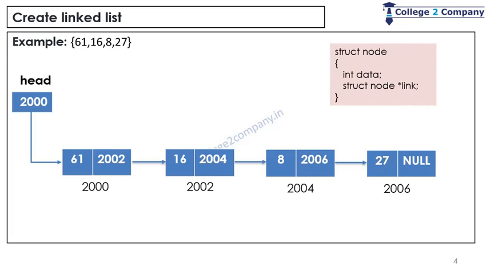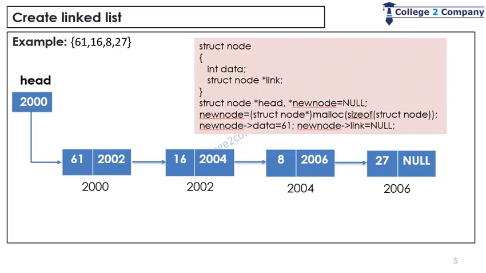We can create the linked list using a structure in the C programming language. We create a new node, and one more variable which is also of type struct node. Its value is null initially. After creating the structure for the list, we assign the size for the new node using the malloc function. Its data part we update with the value 61 and its link value is null. This code we repeat for inserting the remaining 3 nodes as well.